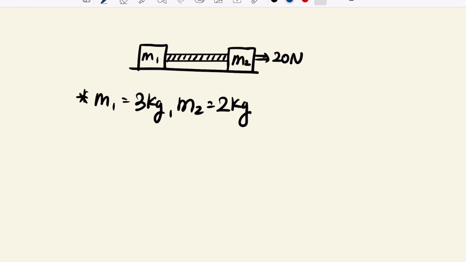Here, again, we see two different boxes attached with a rope. So we know that there is a gravitational force and normal force for both boxes, but we can disregard them in terms of calculation.